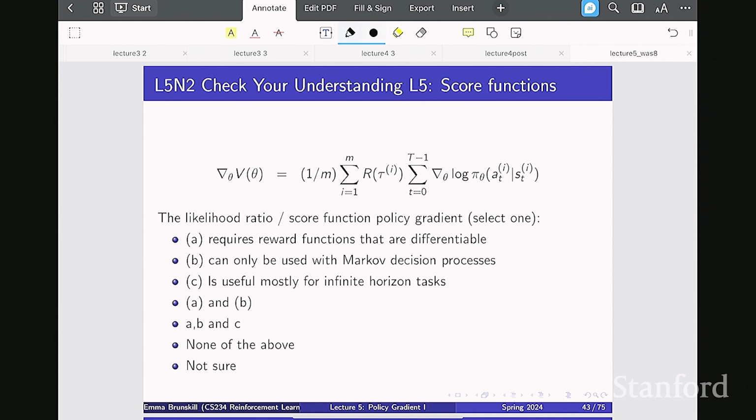All right. We have a good split of opinions. Nobody is not sure. But there is a lot of spread. So why don't you talk to your neighbor and see if we can come to more consensus.